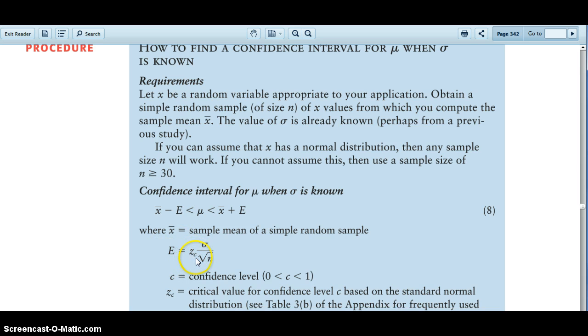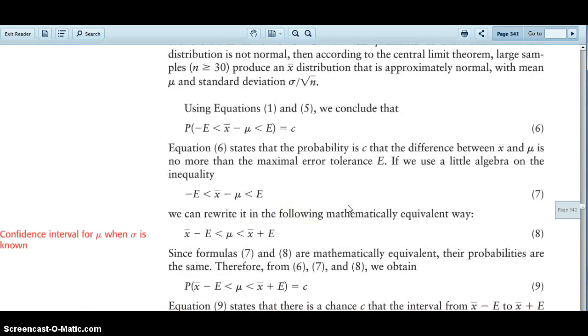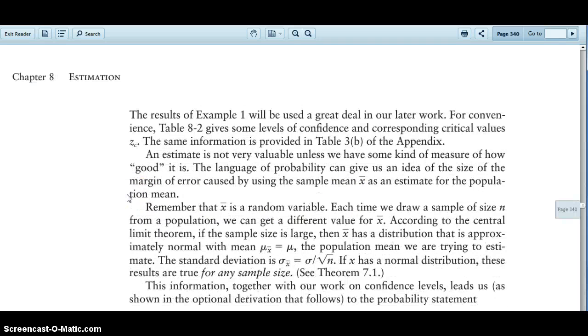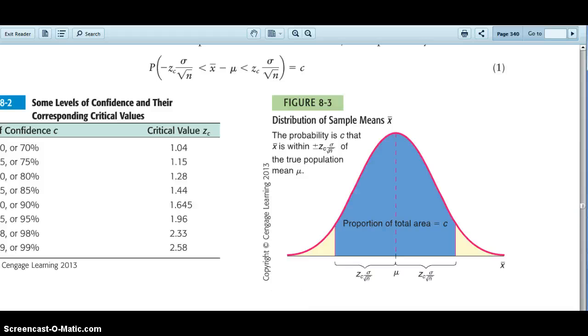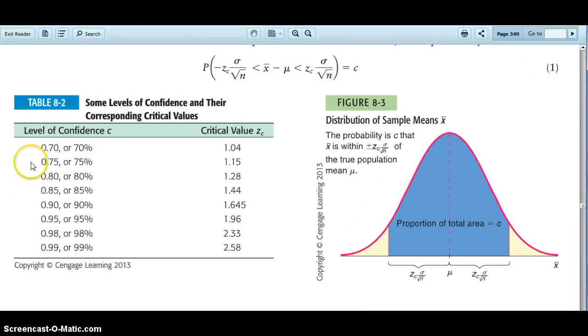And you're going to need to know critical values. Table 3B you can use, or the appendix. 3B is just 1 page back. If you go back 2 pages, page 340. Here, for all the different levels of confidence, the critical values are listed. So part A wants to find a 90% level of confidence, and part B is 99% level of confidence.